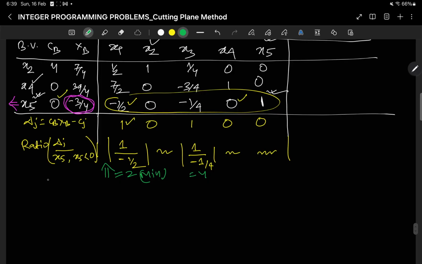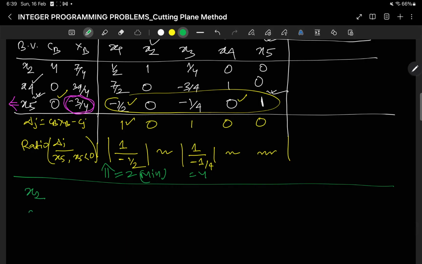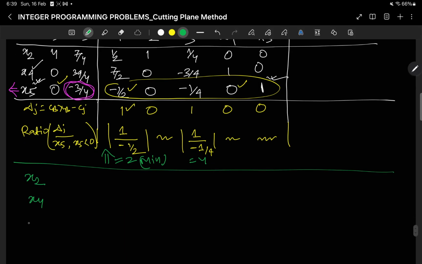So in the next set of solution, x1 will enter into your base, meaning x2, x4 and x1 will be the basic variables, as x5 is replaced by x1. Okay, and we continue the process.